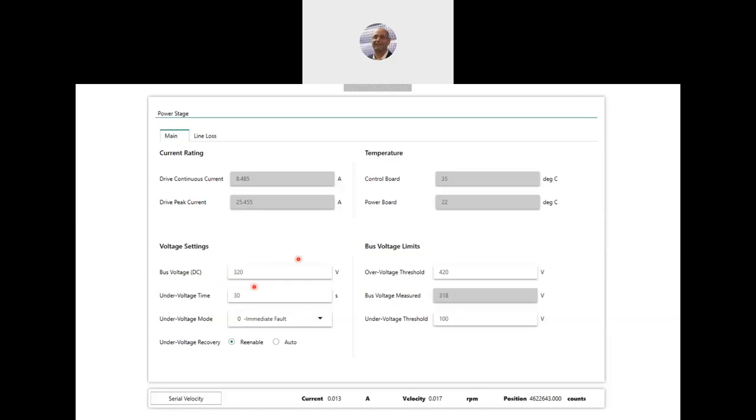Here you can see all the numbers of the temperature of the control board, the power board. Here you set the over voltage threshold, and these numbers are peak. If you want the RMS, you have to divide it by square root 2.